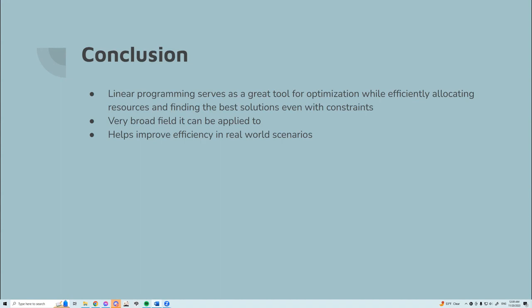By formulating problems as linear models and leveraging powerful algorithms, linear programming can enhance certain decision-making processes and improve a lot of outcomes in real-world scenarios.